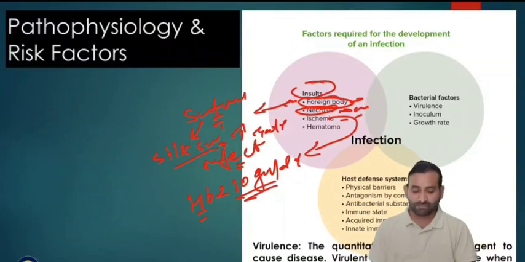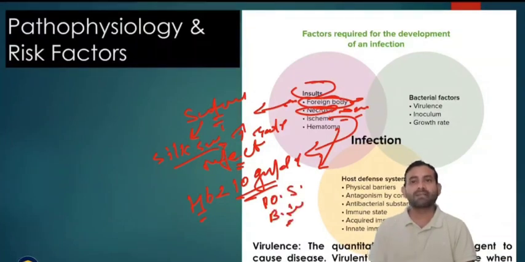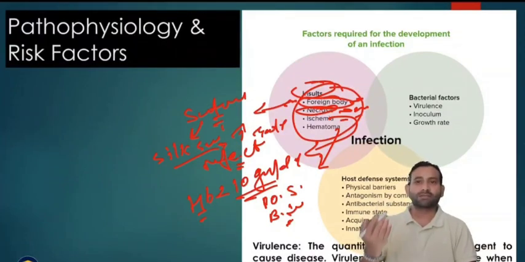Similarly, hematoma can be a potential site for bacterial infections, right? Hematoma means the collection of blood within the tissue. So these are the factors during the surgery. We create all of these favorable conditions for the infection to develop.